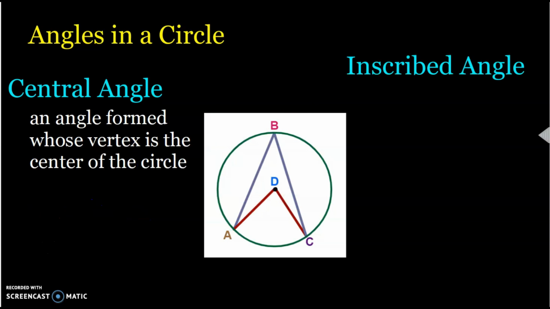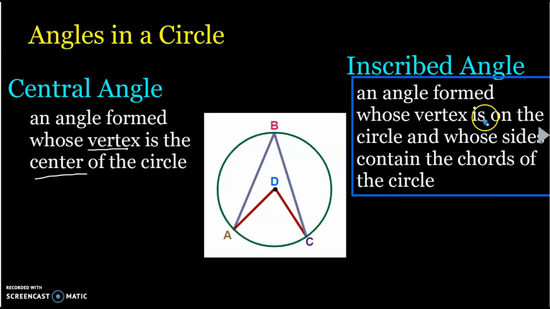The next type of angles that can be identified or determined in a circle is what we call inscribed angle. If the central angle is an angle formed whose vertex is the center of the circle, an inscribed angle is an angle formed whose vertex is a point on a circle. Sabi dyan, whose vertex is on the circle. Ibig sabihin, nasa circumference ng circle. Okay? So, it says here also that the sides of this angle contain the chords of the circle.